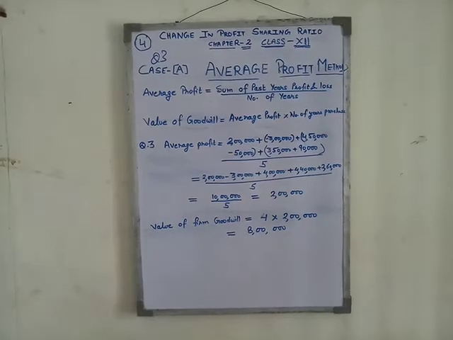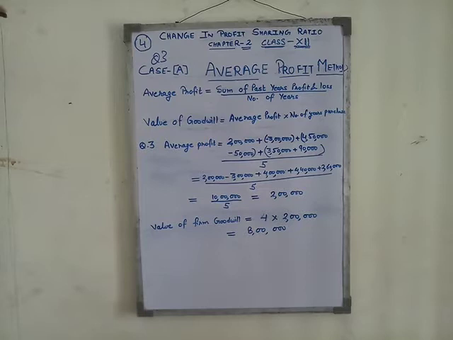This is the fourth video of chapter 2, change in profit sharing ratio. Before the goodwill, the types of goodwill. So the first is the valuation of goodwill by the average profit method. So this is the average profit method.